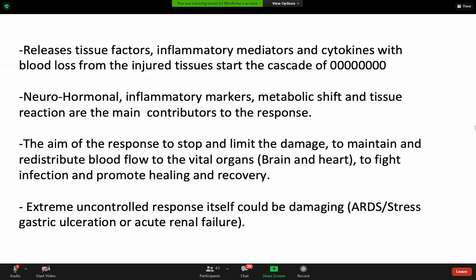The aim of the response is to stop and limit the damage. All these reactions happen to stop and limit the damage, to maintain and redistribute the blood flow to the vital organs, and to fight infection and promote healing and recovery.